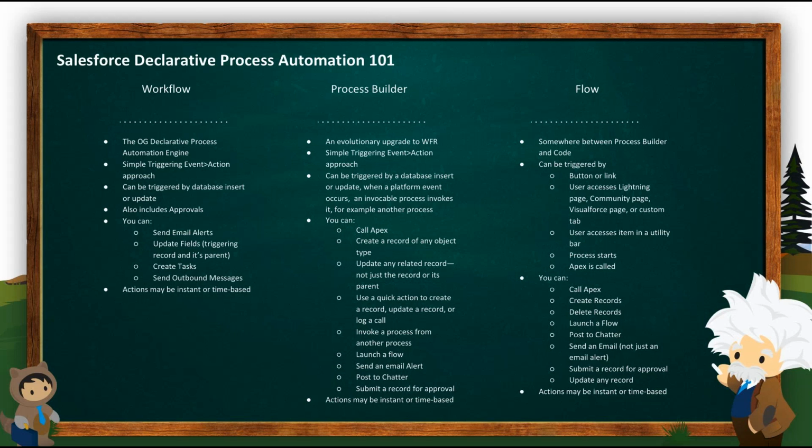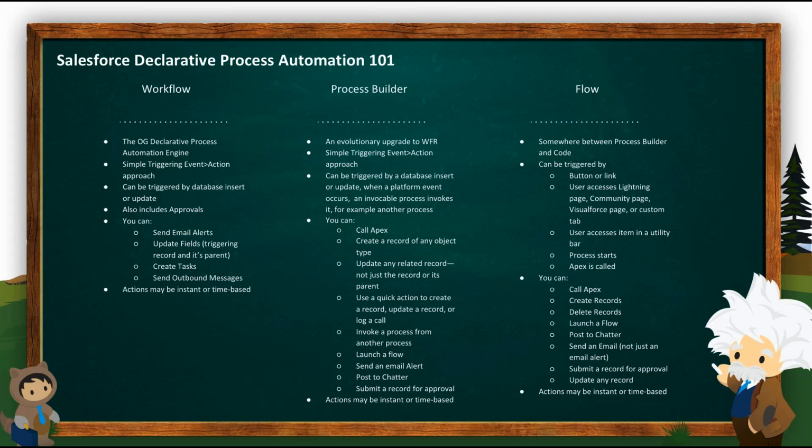And actions can be instant or time-based, and we have a whole slide talking about time-based logic, so we'll just kind of pause. Process builder. I like to think of it as the evolutionary upgrade to workflow rules. It still follows that simple kind of triggering event action methodology, but now you can have multiple steps involved in that. So it's not just one if-then statement or if-else statement. Now you can have multiple if-else statements in a more complex process. You can also do more things.